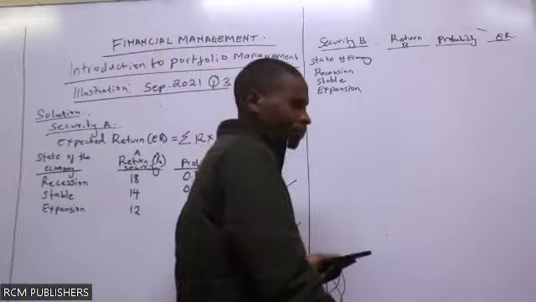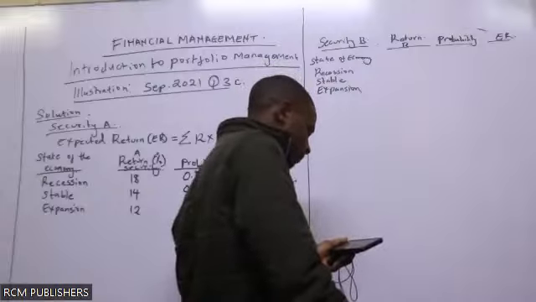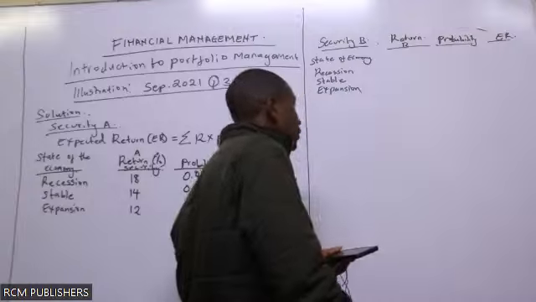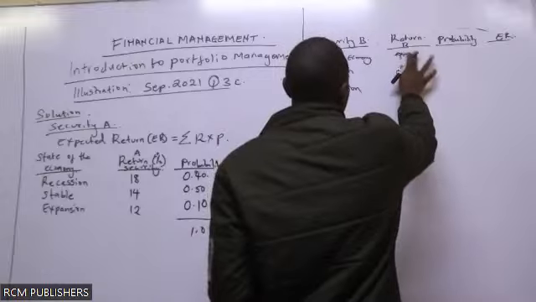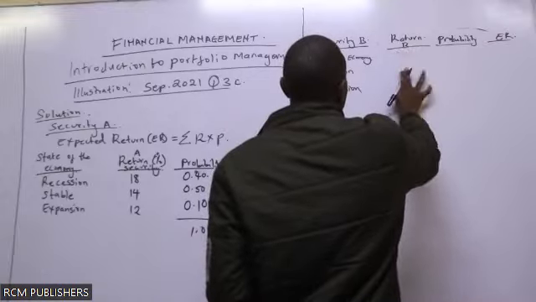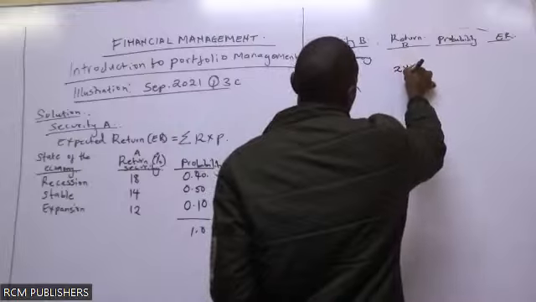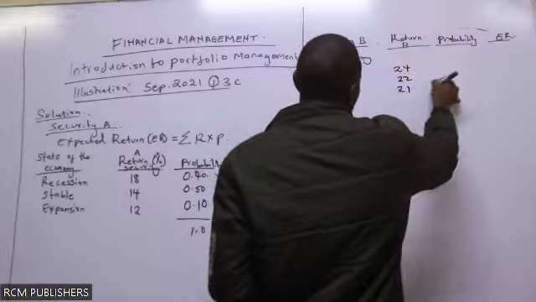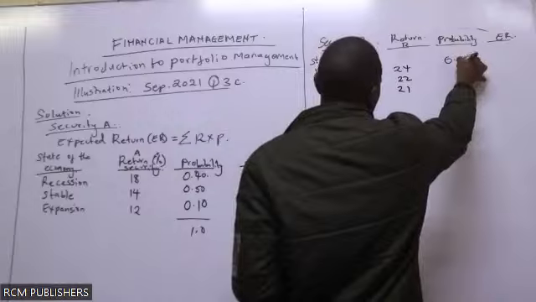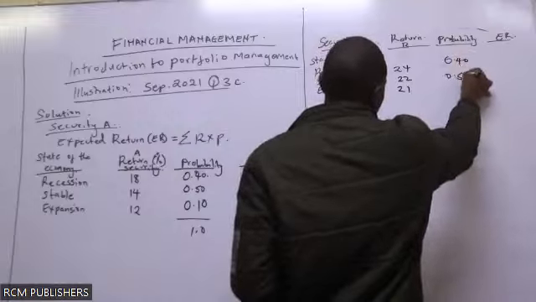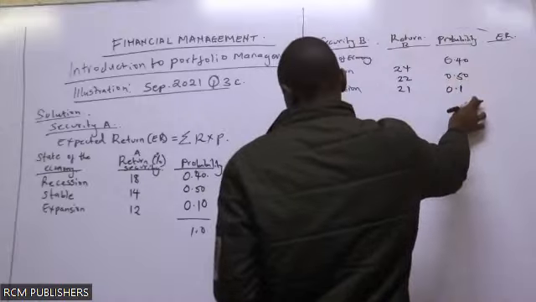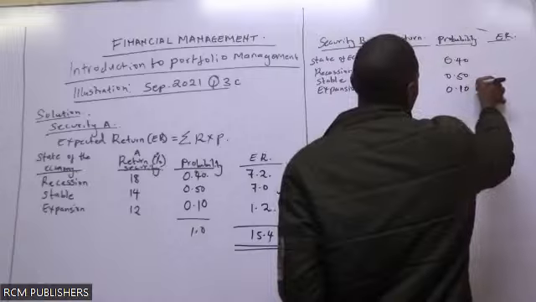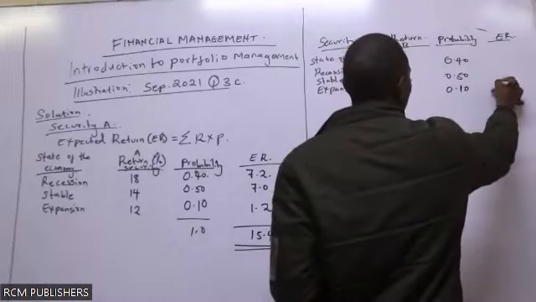So in this case, we have 24, 22, and 21. Should be here. 24. Then the probability remains the same: 0.40, 0.50, and then 0.1. No, yes, 0.1 and 0. So this will remain to be 21.